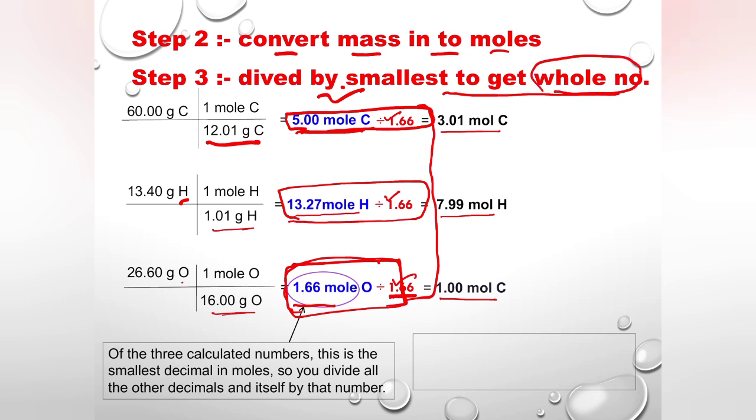What is the importance of the third step? We get the moles in whole numbers. In step number 2, sometimes we get the moles as fractional values. To convert the fractional values into whole numbers, we must divide all the moles by the smallest value. Now we get the moles in whole numbers. Now we proceed to step number 4.